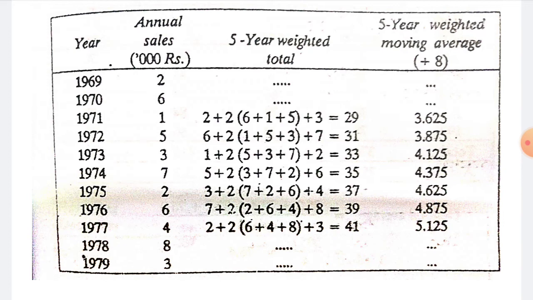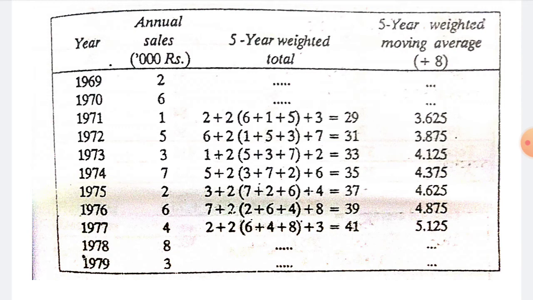So the 5-year weighted total means the first value is multiplied by 1, that is 1 into 2, plus 2 times the second, third and fourth values, that is plus 2 times of 6 plus 1 plus 5. The fifth value is 1 into 3, that will be 3. So 2 plus 2 into 6 plus 6 is 12. So 2 into 12, 24. 24 plus 2, 26. 26 plus 3, 29. Like this, we have to find the remaining values.